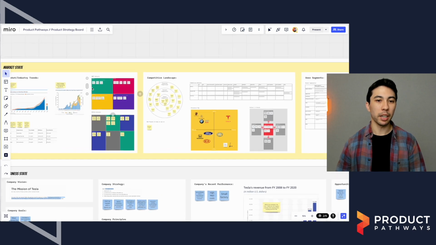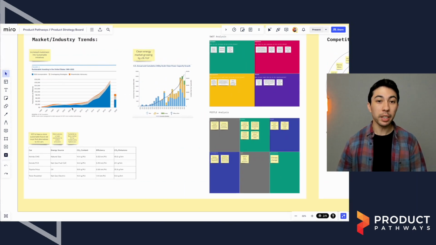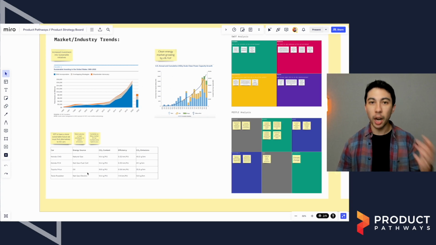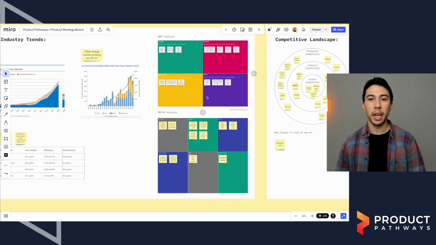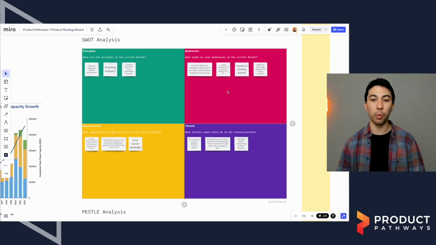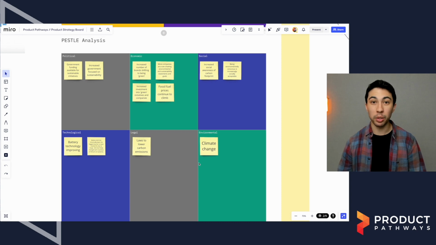I've put some market trends in there. Like, okay, sustainability initiatives are growing, clean energy is growing. We've looked at things like carbon emissions from the Toyota Prius to the Roadster. We've done some SWOT analysis on the industry. What do we think our strengths, weaknesses, opportunities and threats are? And we've done a PESTLE analysis as well.